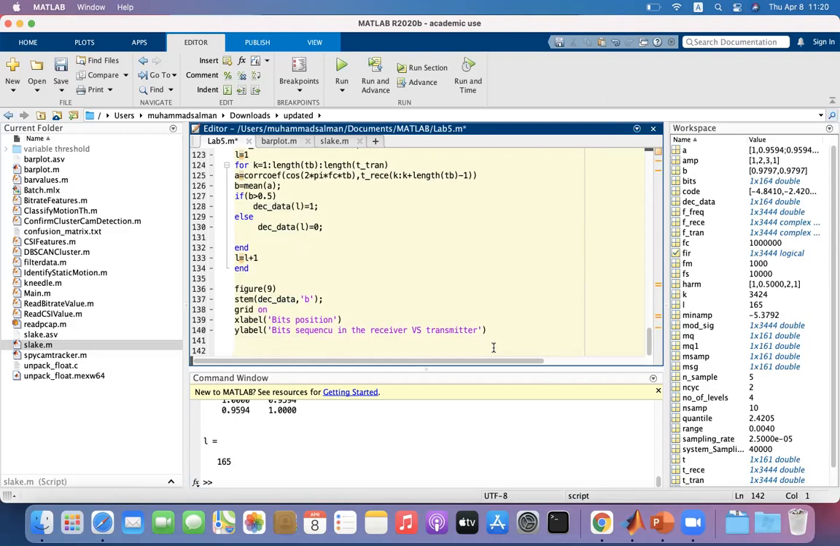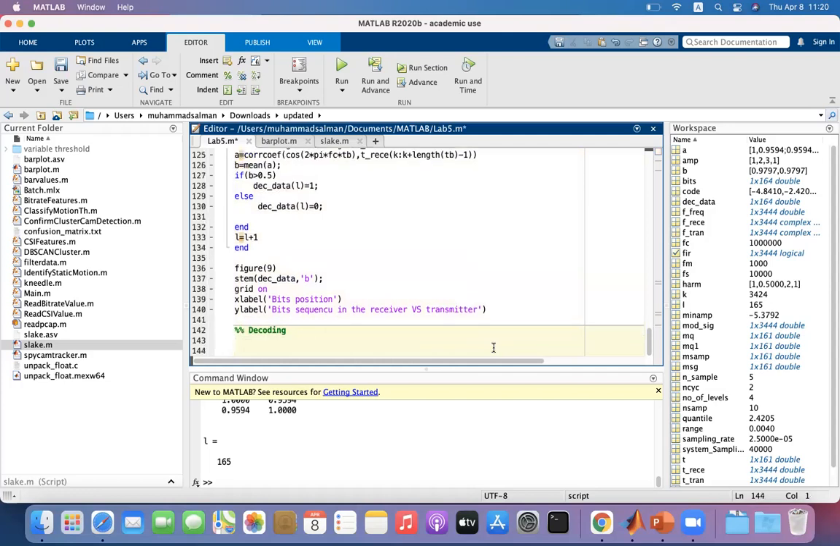Now let's start with the decoding process. So the decoding is actually the binary to decimal conversion in our case. So let me put a double percent sign here. DECODING.